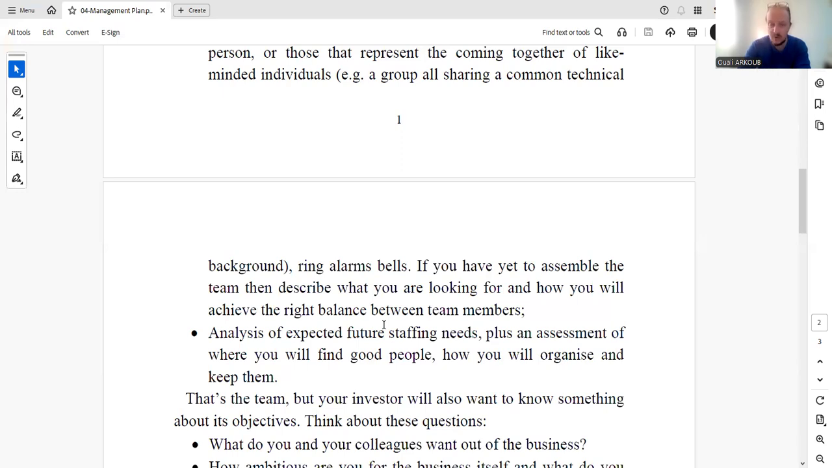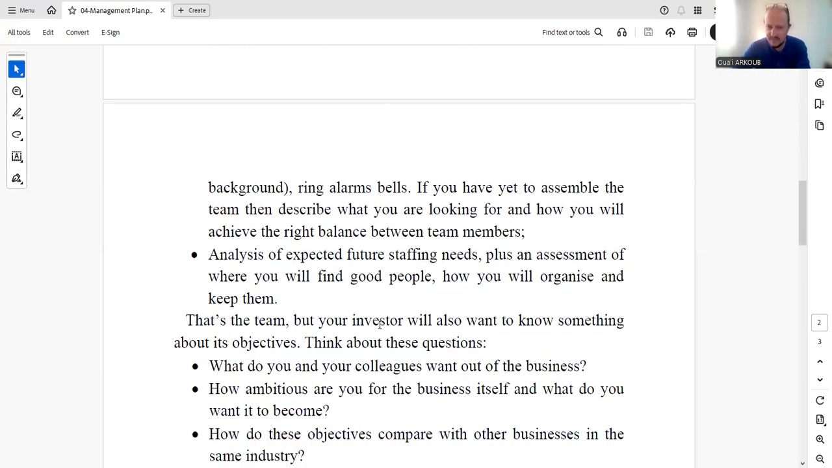Also is a very important point, a very important element. That's the team, but your investor will also want to know something about the objectives of this management plan.